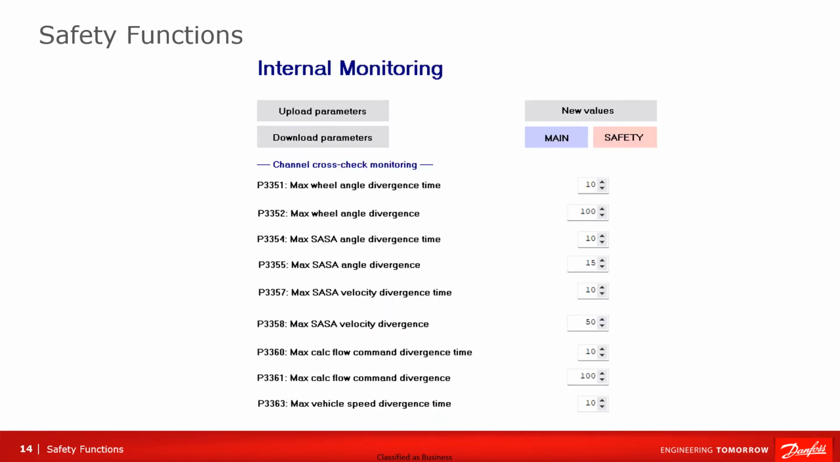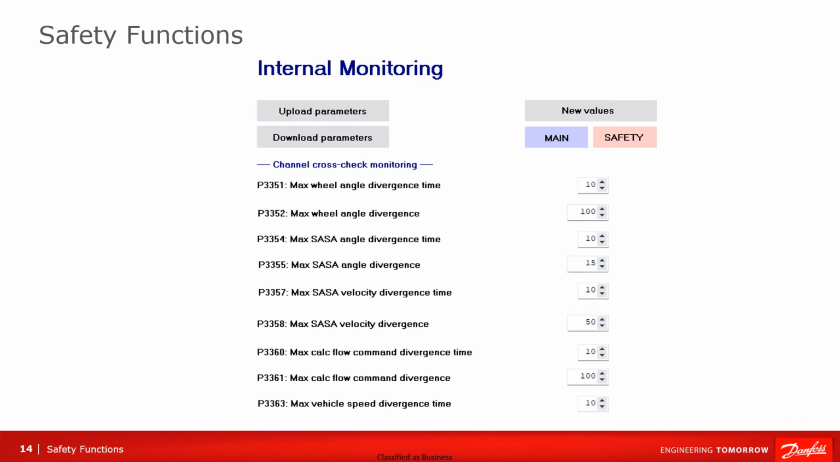The internal monitoring page provides channel cross-check monitoring parameters to set the maximum allowable time and difference in value between the main and safety controller. For example, if the max SASA angle divergence time is set to 10 and the max SASA angle divergence is set to 15, then the values in the main and safety controller cannot be more than 15 degrees apart for more than 100 milliseconds. Otherwise, the CLS will enter a safe state.